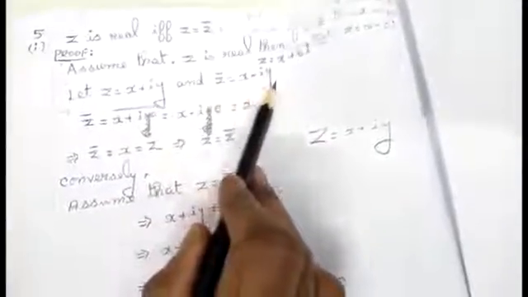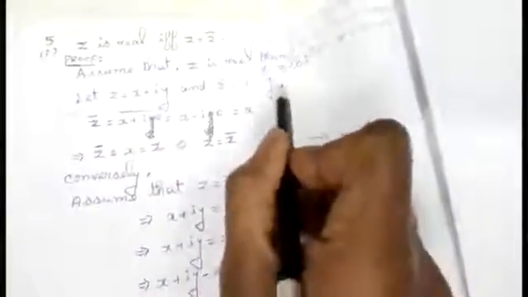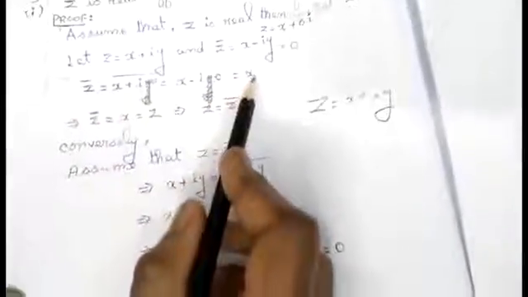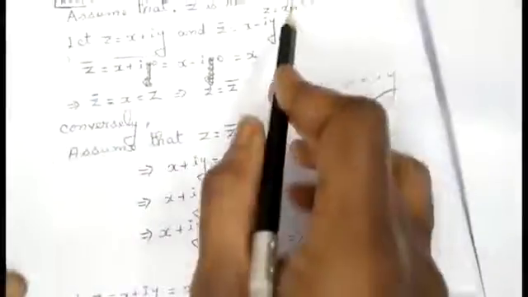That is why I am writing x plus 0i. Let z equal to x plus iy, and z bar, the conjugate, is x minus iy. Instead of y, I replace the value with 0. If you calculate z bar, you will get the value x. So z bar equal to x means automatically the value of z is also x. So, z equal to z bar.